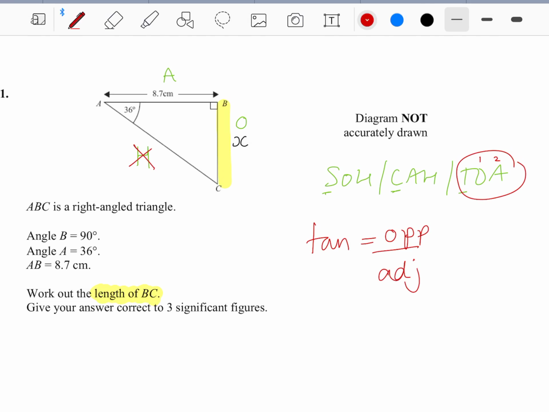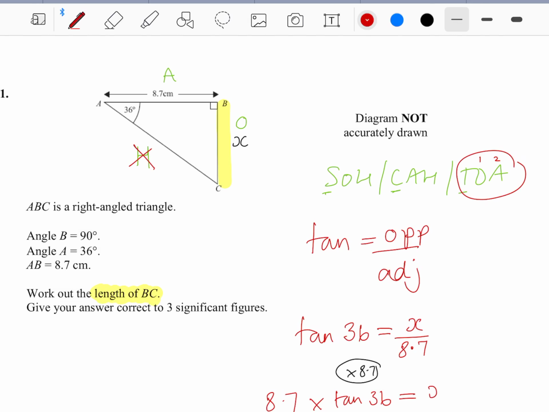And then I put all my information into the little equation and then I get ready to put it into the calculator. So tan of the angle, tan 36, is equal to the opposite number, which we've called X, divided by the adjacent number, which would be 8.7. This isn't ready to go into the calculator because we are dividing by an 8.7. So the opposite of dividing by an 8.7 is to multiply by an 8.7, and my final line will be 8.7 multiplied by tan 36, and then I grab my calculator. That's going to give me my X answer.